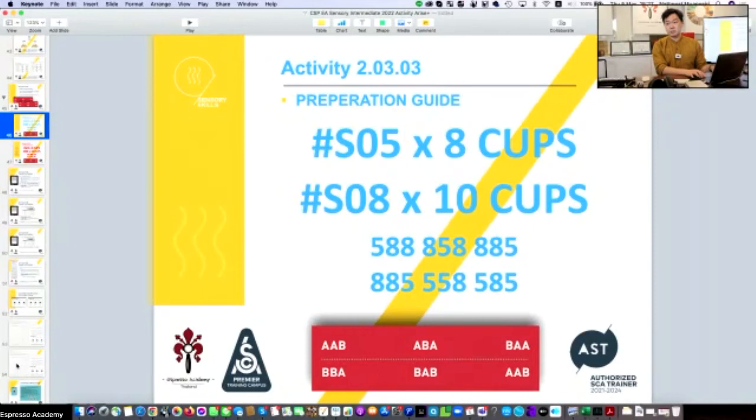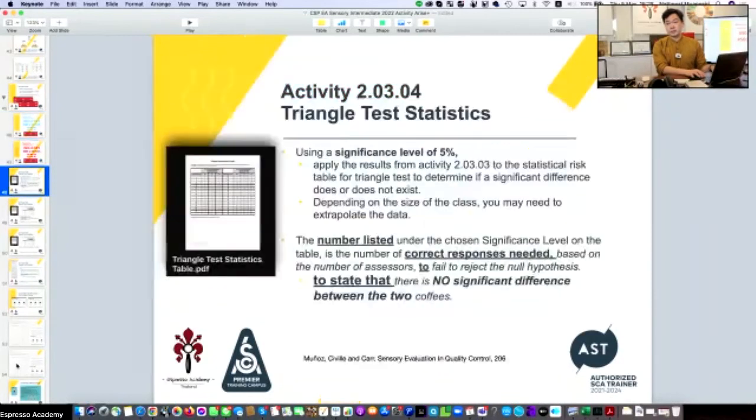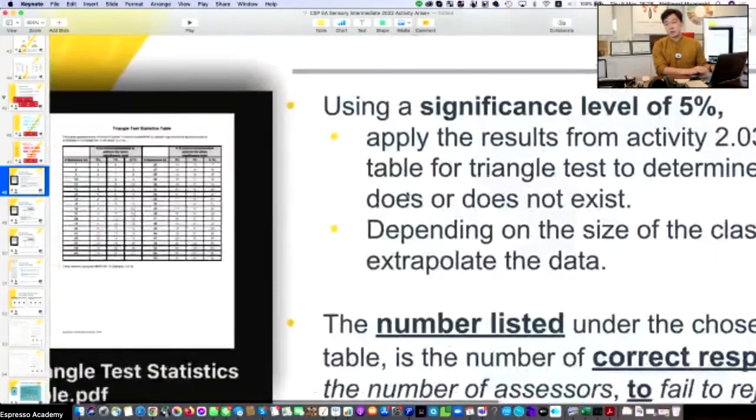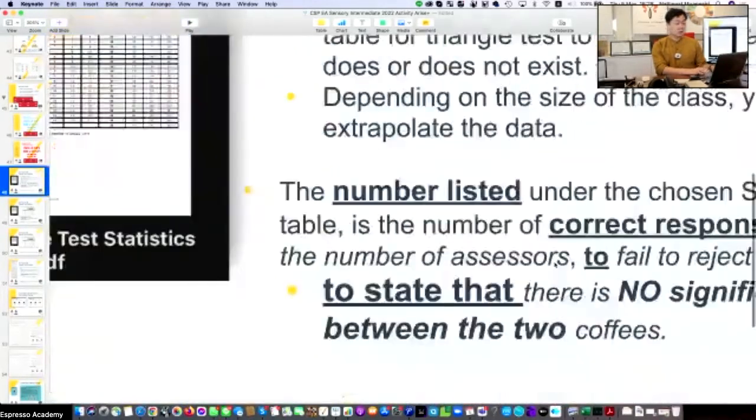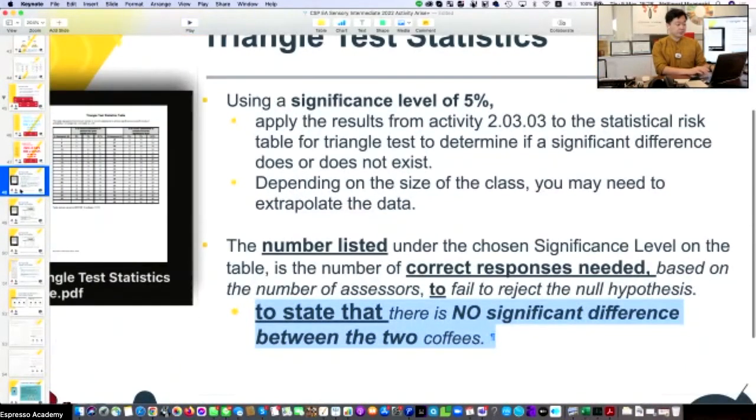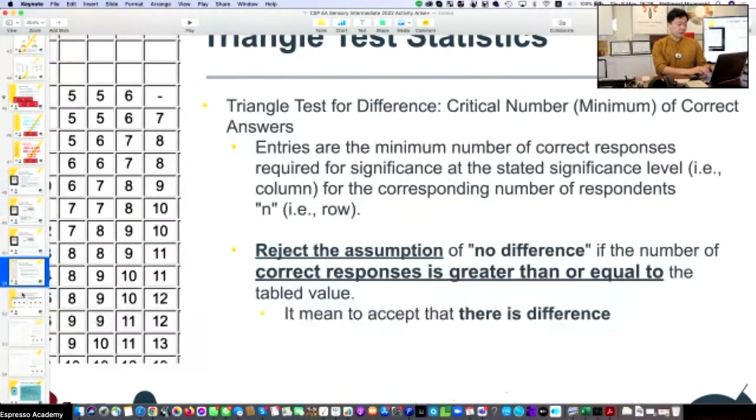So we have this coffee, we're coding the numbers. We do it again, we're coding the numbers again. And then we use this significant level of 5% and this table to state that there's a difference or there's no difference between two coffees. We refer back to this table again after the triangulations.